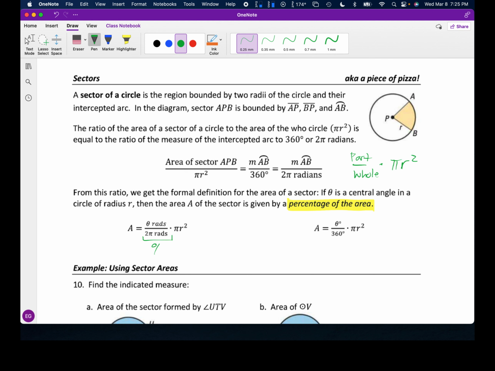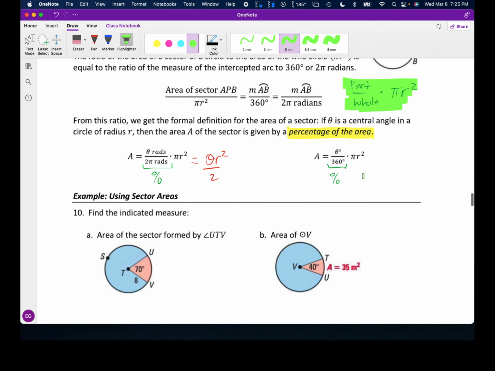This would be our percent, again, theta over 2 pi if we're in radians, or theta over 360 if we're in degrees, times the area. And the radian one simplifies again because the pi's can cancel, but it doesn't simplify much. We would get theta r squared over 2. So again, not something I would personally choose to memorize. I'm going to memorize it like this, that the part over whole times the area is going to give me the part of the circle's area that I'm looking for. Okay, so I'm doing a percent of the area.